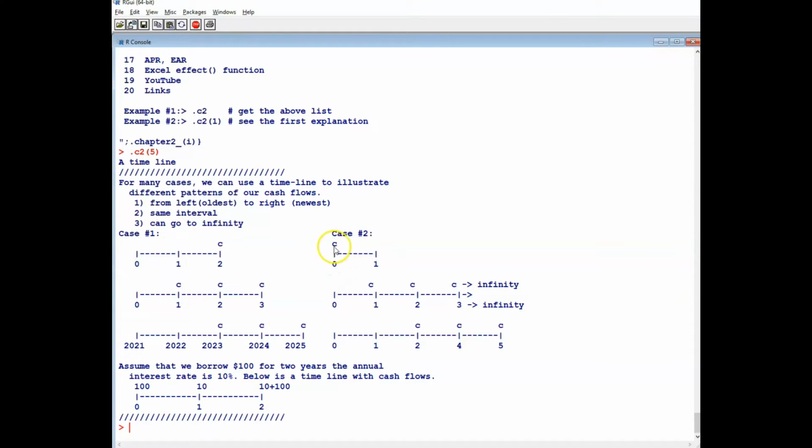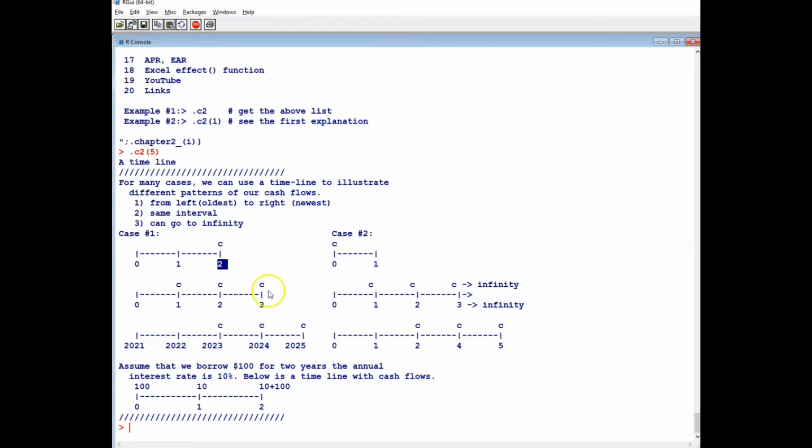This is case number 2. We have one cash flow today. What is the future value 1 period later? I mention here the same interval. The interval can be year, so time 0, 1 year, 2 years, and it can be months or days. So same interval.